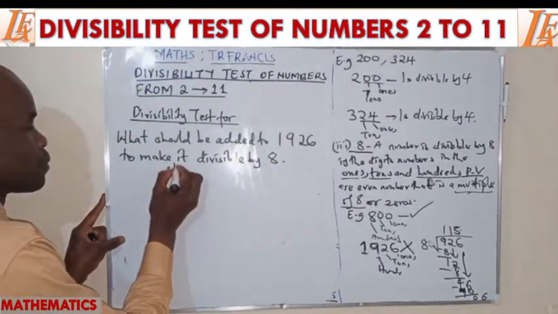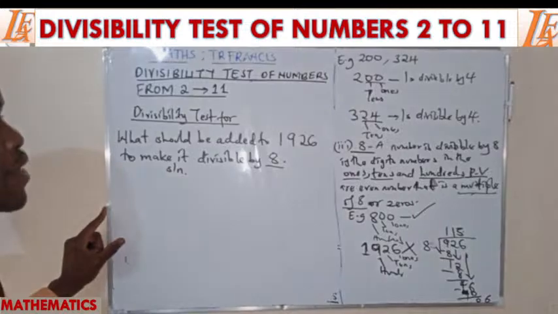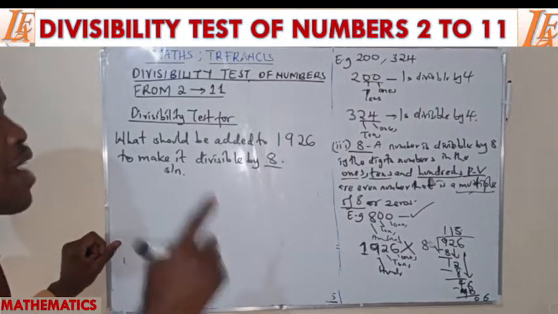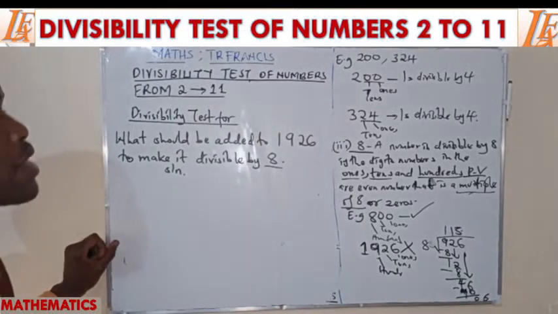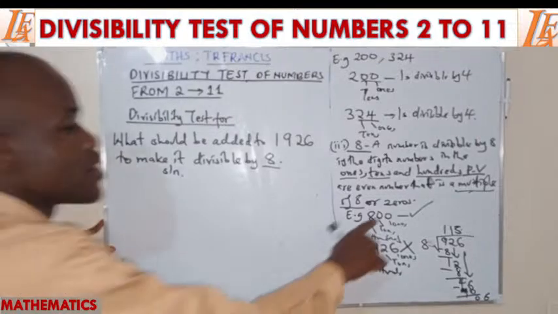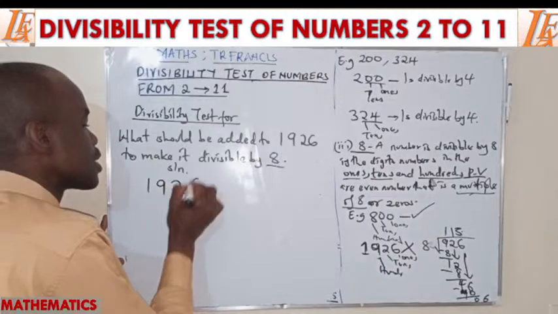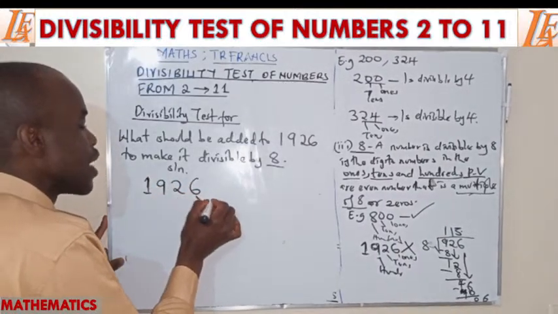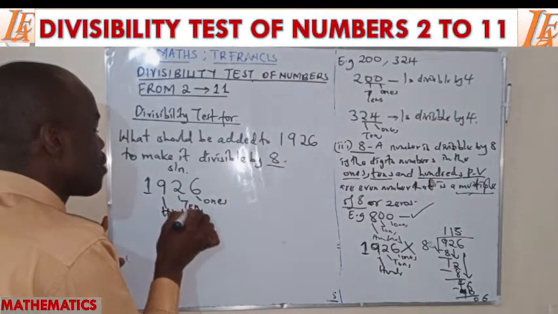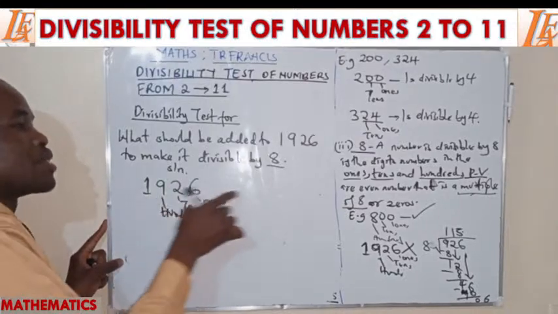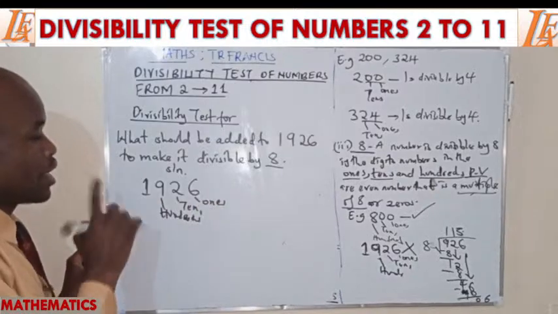So, solution: you must first know the divisibility test for 8. A number is divisible by 8 if the number formed by the digits in the ones, tens, and hundreds place is a multiple of 8, or 0. So we are going to look at this number, 1926. We look at the ones, tens, and hundreds place values and check if that number is divisible by 8. If it is, then the entire number is divisible by 8.